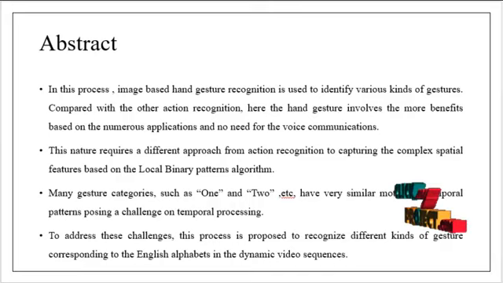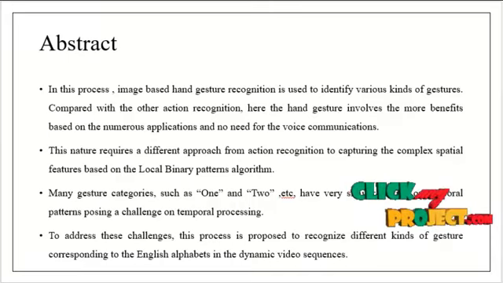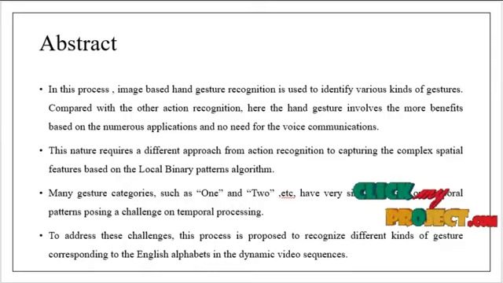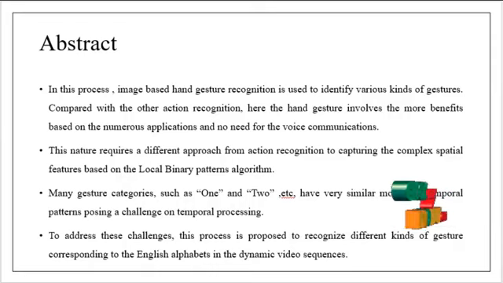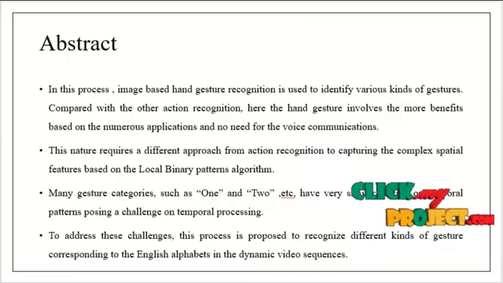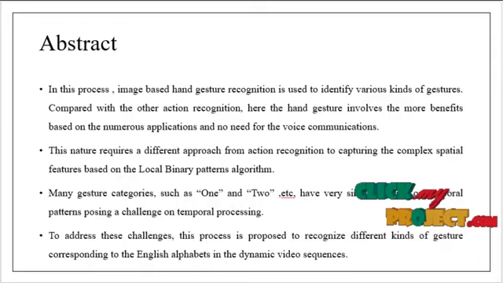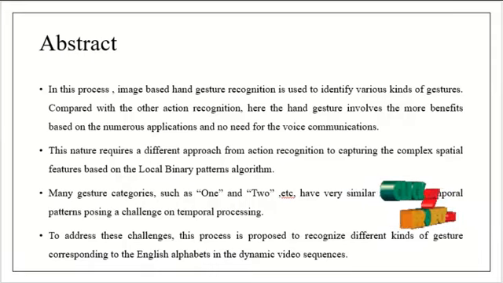This nature requires a different approach from action recognition to capture the complex spatial features based on the local binary pattern algorithm. Hence, in this process, this algorithm is implemented to extract the features from the hand gestures. Many gesture categories, such as the numerals 1, 2, 3, 4, and another kind, the alphabets, have similar motions as well as temporal patterns, posing a challenge for temporal processing. So we have to overcome these similar motions to address these challenges.